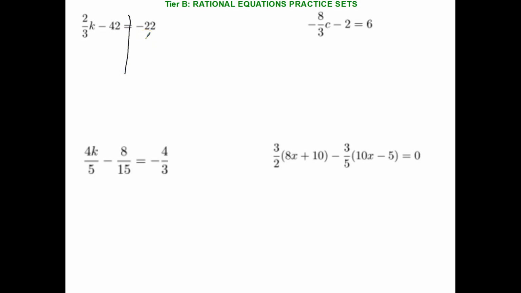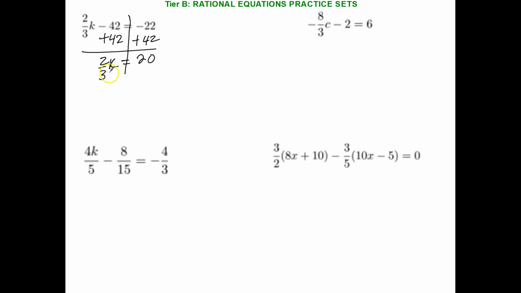Let me set up my apparatus so I don't write real crazy. So I need to touch this last. So I need to add 42 to both sides. We get 2/3 k is equal to 42 and negative 22. Of course, you all have calculators, but that gives me 20.